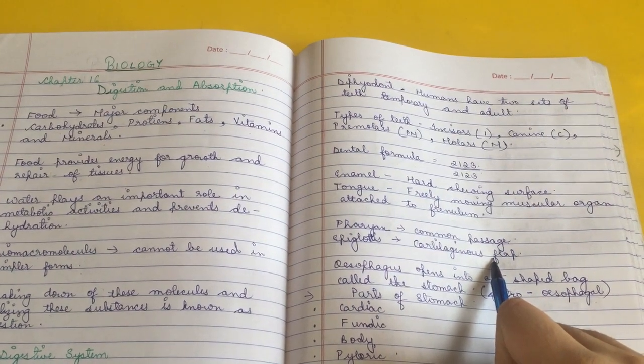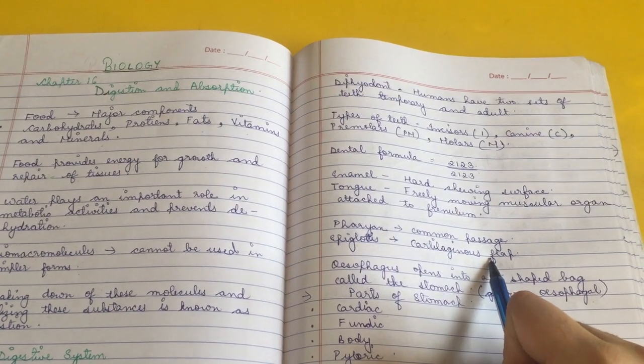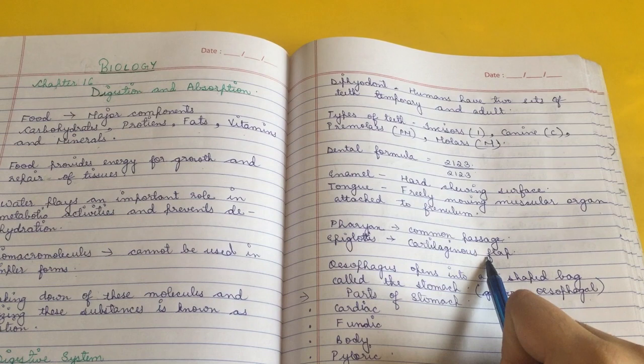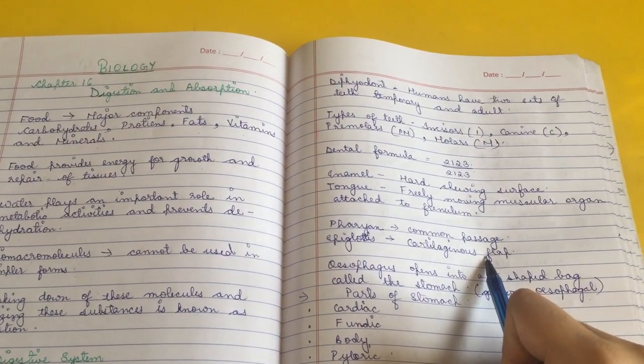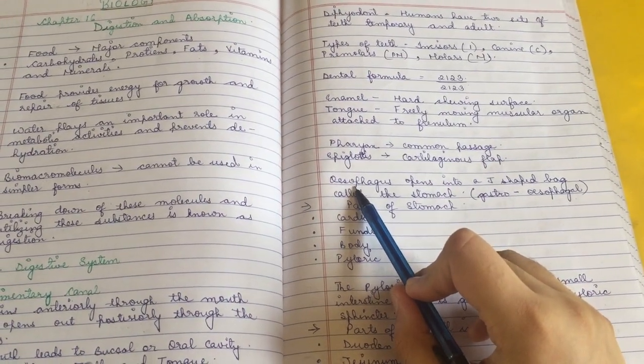What is the function of the epiglottis? It basically covers the windpipe or the glottis so that the food does not enter into the windpipe and it enters into its right place, that is the esophagus. Now, through the pharynx, the food enters into the esophagus.